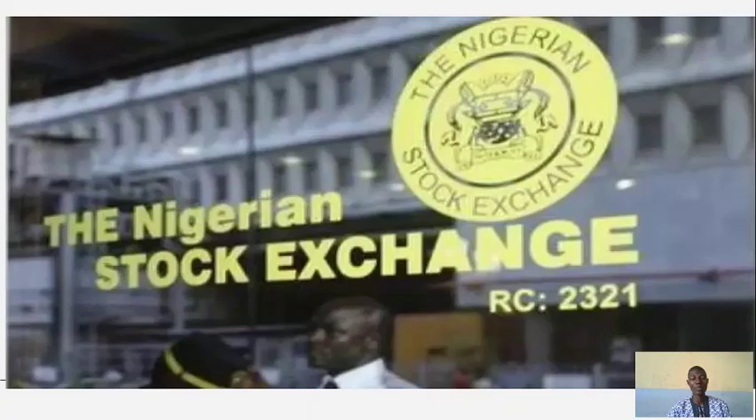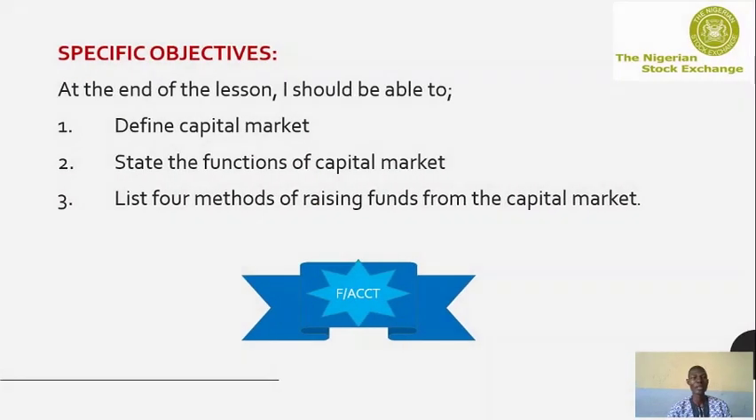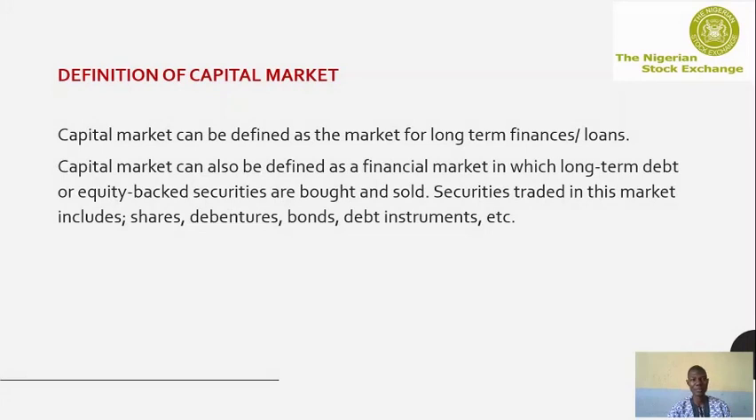is a market for the trading of securities, bonds, and other stocks. Today we have three specific objectives. The first one is to define capital markets. 2. State the functions of capital markets. 3. List 4 methods of raising funds from the capital markets. So these are the objectives for today.